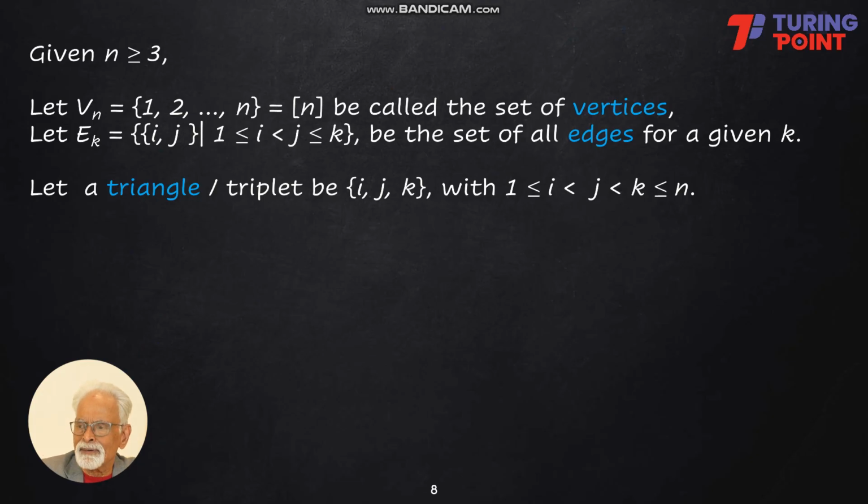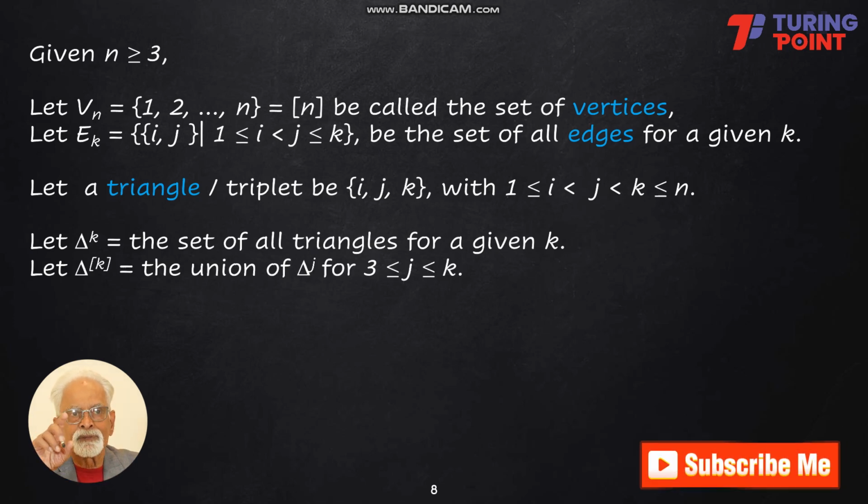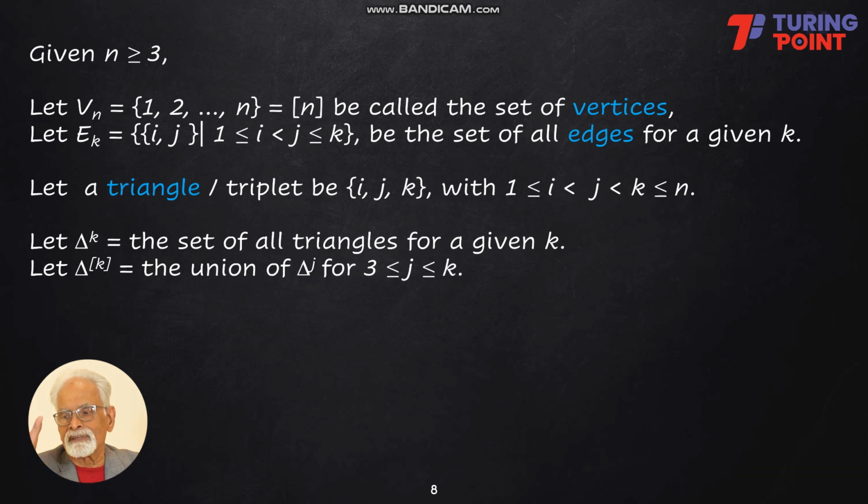If that is clear, I can introduce a notation: capital delta with superscript k is the set of all triangles for a given k. That means all possible triplets that you can make for that k. And capital delta with superscript [k], in square brackets, means all those triangles up to k. That means for 3, 4, etc., up to k, whatever triangles are possible, they are all put together in that set.